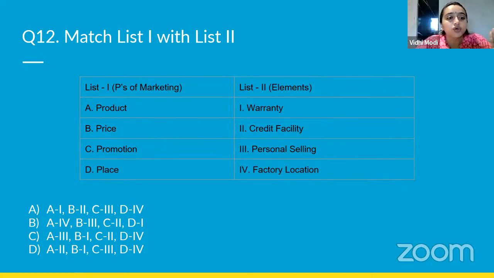Then moving ahead, we have match the following. So the 4 P's of the market and the elements. A pretty easy one. Product is dependent on the warranty. Price is on credit facility. Promotion is one of the elements of personal selling, and place is factory location. So here the answer would be option A.